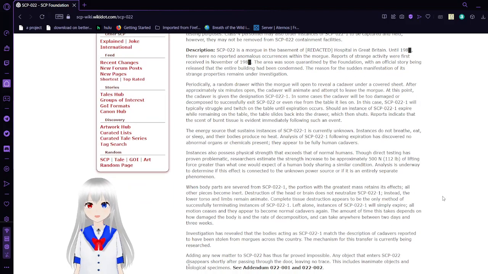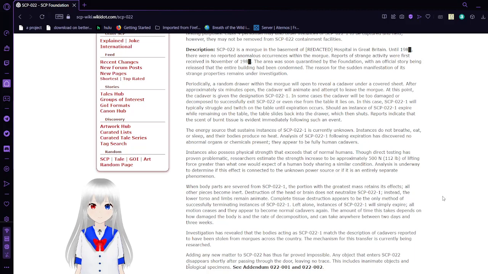Description. This is going to be a long one. SCP-22 is a morgue in the basement of Redacted Hospital in Great Britain. Until 1980, there were no reported anomalous occurrences within the morgue. Reports of strange activity were first received in November of 1980. The area was soon quarantined by the Foundation, with an official story being released that the entire building had been condemned. The reason for the sudden manifestation of its strange properties remains under investigation.